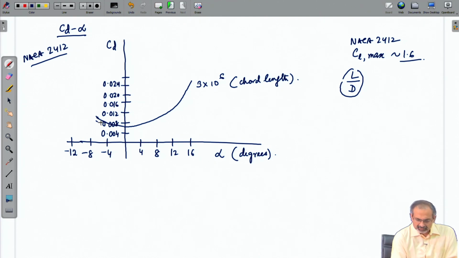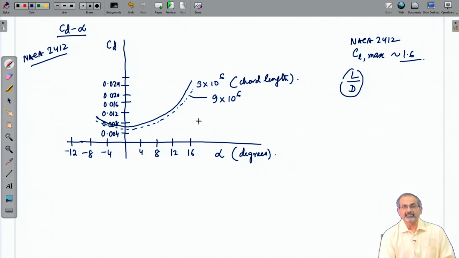If you vary the Reynolds number, then you see some variation in the CD versus alpha plot. So, this is approximately at 9 million. That means, as Reynolds number varies, you see distinctly the drag coefficient is changing, which is because it is dependent on viscous effects, and therefore, once the Reynolds number alters, the effect of the viscous forces varies with respect to the inertial forces.